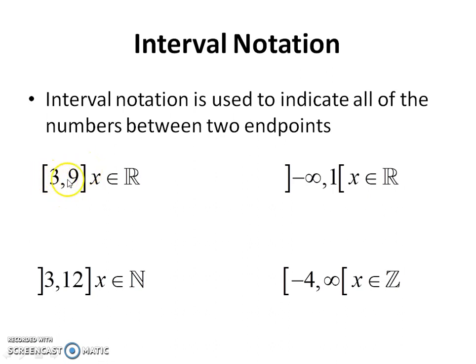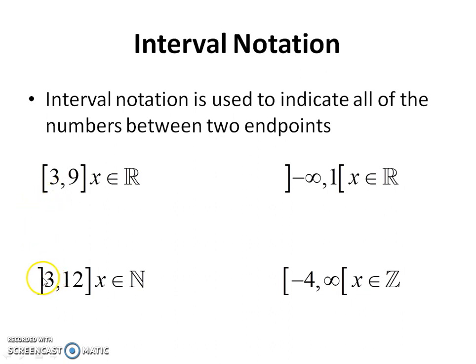So 3 to 9 includes both 3 and 9. It includes 3, it includes 9, and it includes every real number between 3 and 9. So it includes 4, 5, 6, 7, 8. It also includes 3.1, square root of any number that falls in between 3 and 9.